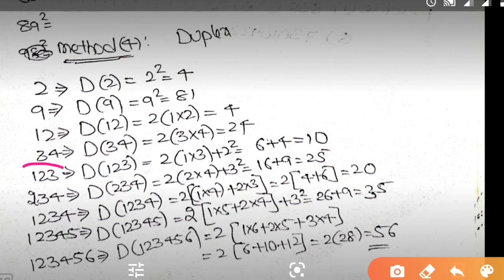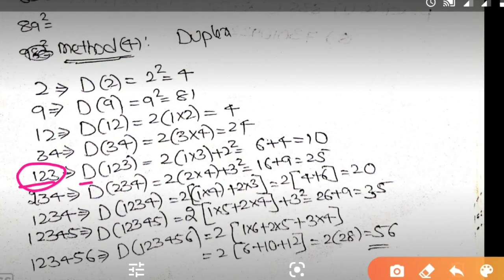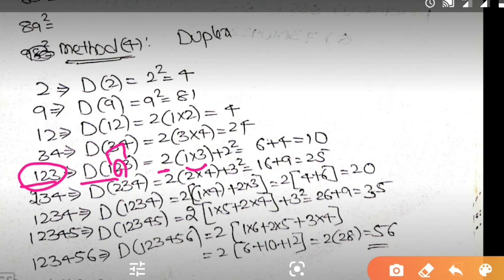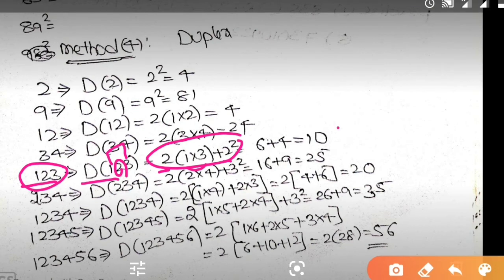The third one, duplex of a 3 digit number, 123. If you want to find the duplex of 123, what you have to do? You do the 2 digit procedure for this 1 and 3. So you multiply this 1 and 3 and again multiply them with 2, and you square the middle number and add all these. So 2 into 1 into 3 plus 2 square, that is nothing but 6 plus 4, 10 you will get.